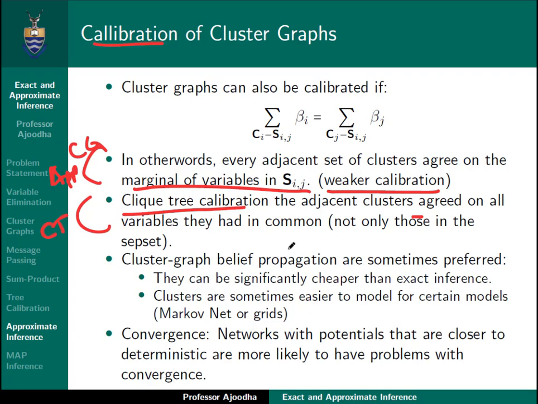And what's nice also is that there's convergence. Okay, so networks with potentials that are closer to deterministic are more likely to have problems with convergence, and there are examples of that. But what's nice about this is that we get some of the really great properties of exact inference, which is that the marginals agree for some subset of variables, and we can do it relatively cheaply with passing messages around.